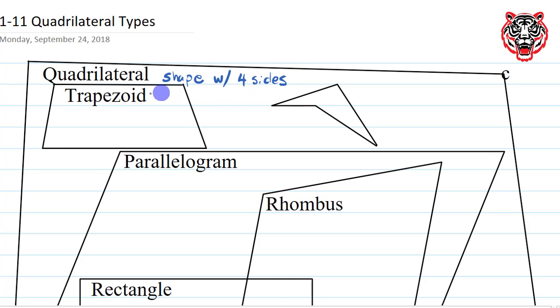Let's jump into the trapezoid. What is the definition of a trapezoid? Anyone want to take a stab at it? Go for it, Leo, yeah.